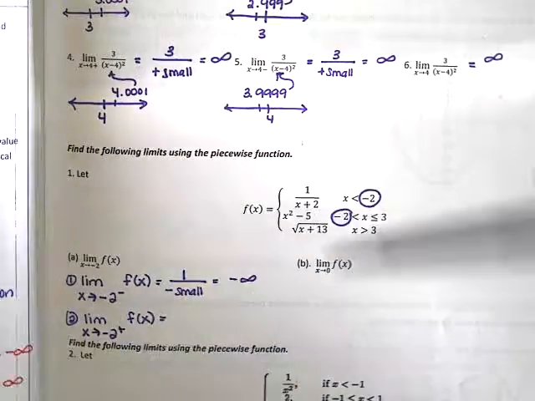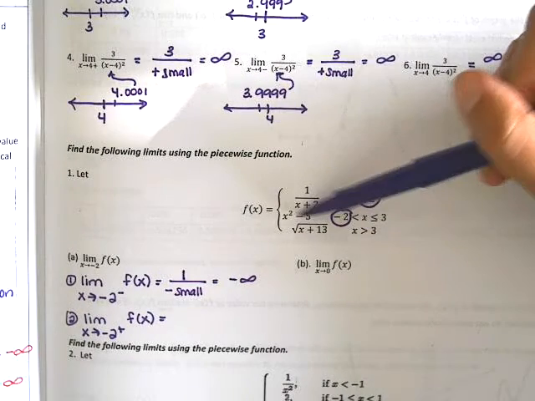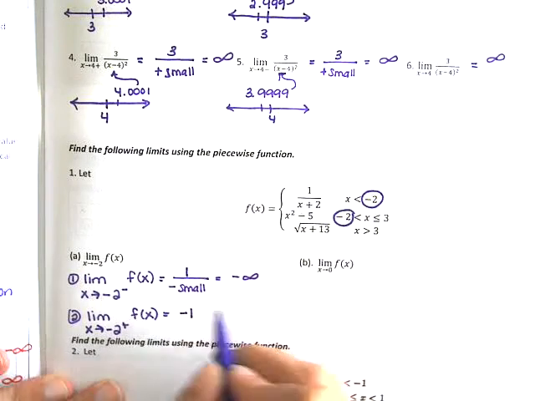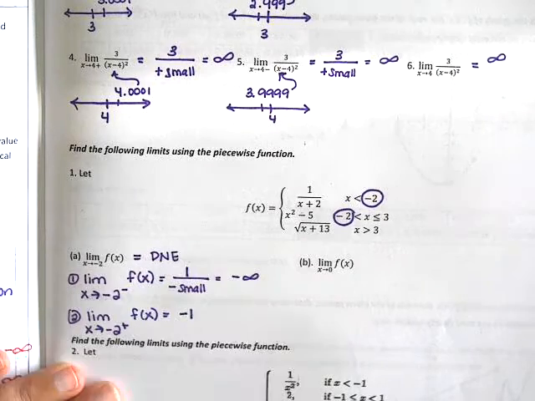Now, if we plug in negative 2 slightly to the right, we're looking at plugging negative 2 into the middle function, which would be 4 minus 5, which is negative 1. Since these do not match, my answer here would be DNE.